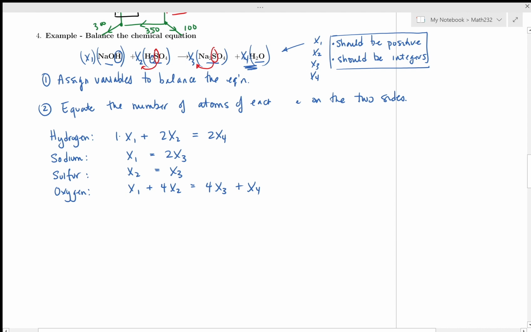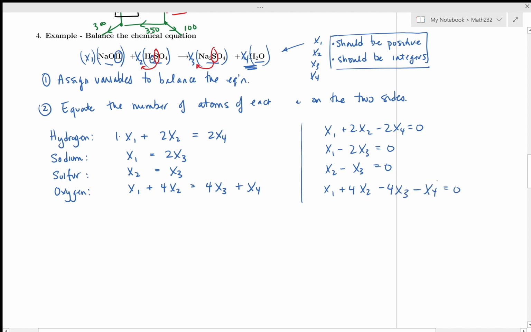Okay, so we've developed, using each one of the elements, the hydrogen, sodium, sulfur, and oxygen, a linear equation for each, so we've got 4 equations and 4 unknowns. So now what we're going to do is rewrite those in the form with all the variables on the left and all of the numbers on the right. So this is just an algebra situation. x1 plus 2x2 minus 2x4 is 0. x1 minus 2x3 is 0. x2 minus x3 is 0. x1 plus 4x2 minus 4x3 minus x4, also 0.